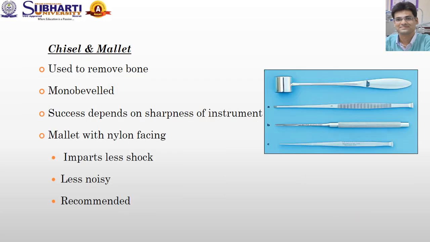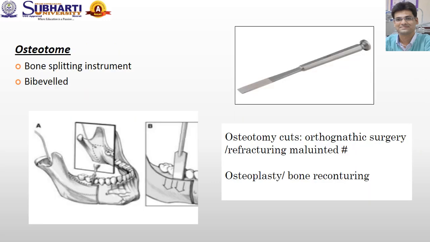Bone can also be removed with the help of a chisel and mallet. The chisel is monobevel, and its success depends upon the sharpness of the instrument. The mallet has a nylon facing. It imparts less shock, is less noisy, and is recommended. But the main disadvantage of chisel and mallet is that it causes psychological trauma to the patient.